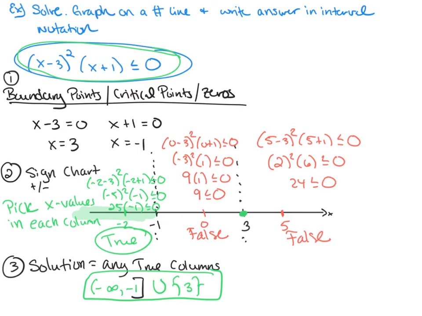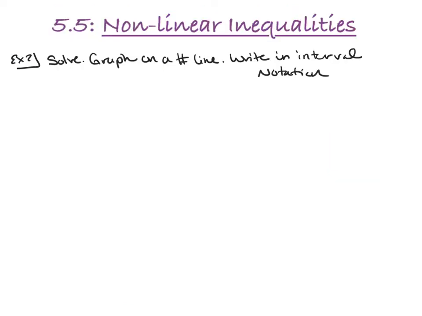So let's try another that's just like it. For our second example, let's solve, graph on a number line, and write our answer in interval notation. The inequality x minus 4 times x minus 5 quantity squared times x plus 2 is also now greater than or equal to 0. Actually, I would like to change that. Instead of having another greater than or equal to, I would like to change that to just greater than 0.